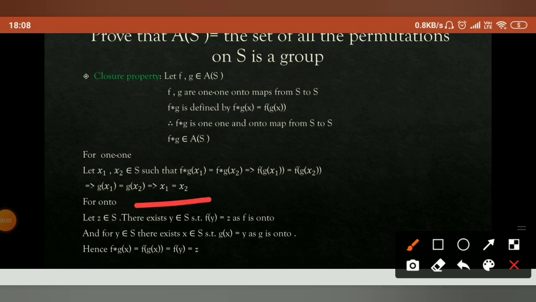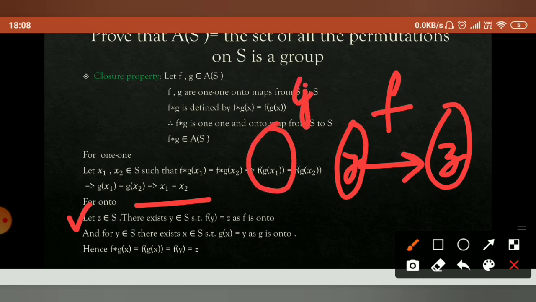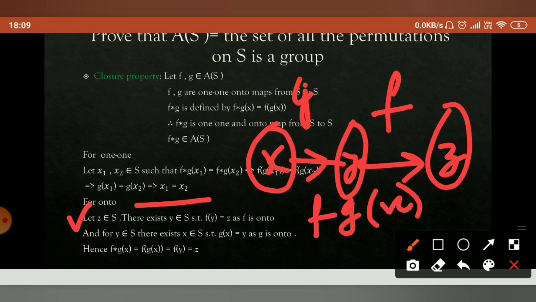Now for onto, we take one element Z from S. Because F is an onto function, and onto means every element has a pre-image, this element Z must be the image of some element Y under F. Now because G is also onto, under G also Y must have some pre-image, say it is X. So now you can see that under F star G, the image of X will be Z, because G of X is Y and F of Y is Z. So every element Z has a pre-image under F star G, so F star G is onto.